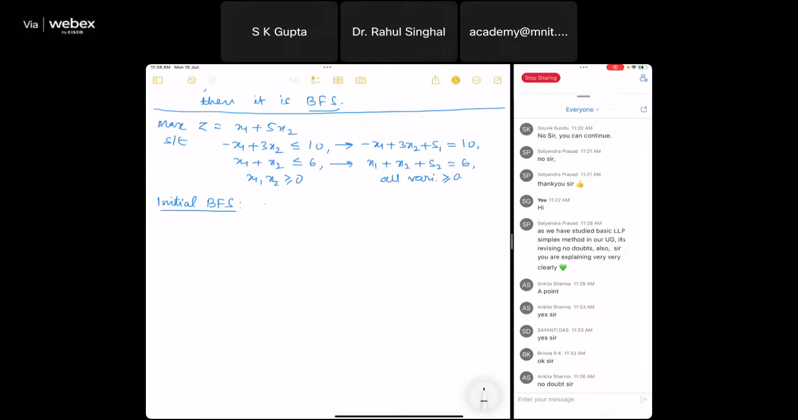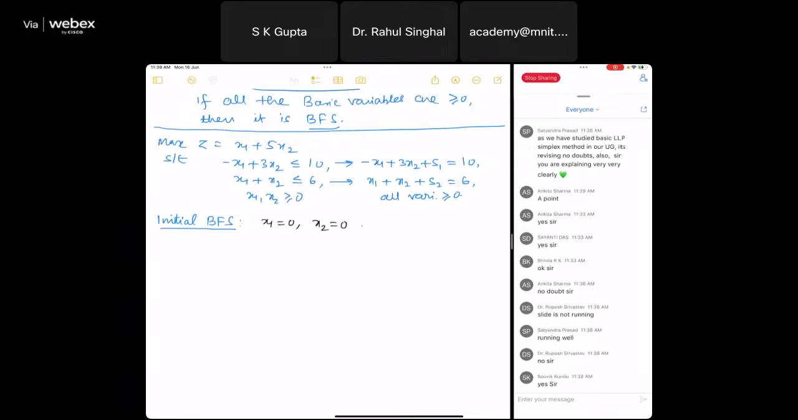So you can put any two variables equal to 0. There are many possibilities. So I am putting x1 equal to 0 and x2 equal to 0. So I will get s1 equal to 10 and s2 equal to 6. And since these are greater than or equal to 0, we will say that this is a basic feasible solution. Clear? It is one of the basic feasible solutions.